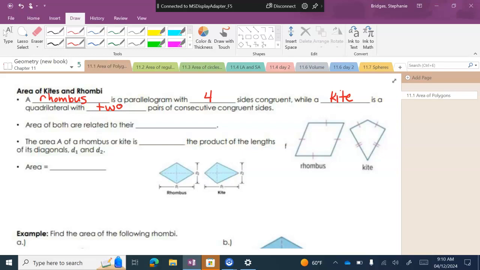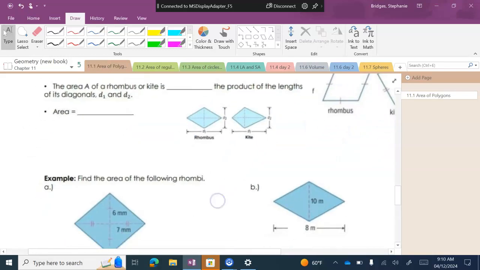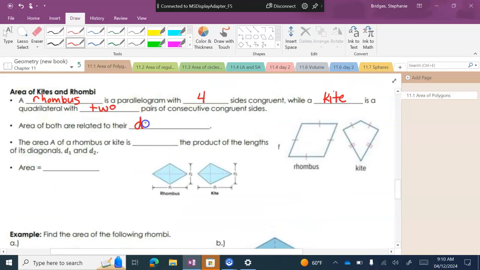And the area of both the kite and the rhombus are related to their diagonals. Okay, so if I'm looking at a rhombus, my diagonals would go from corner to corner. Just like a kite, my diagonals would go from corner to corner. Now, we learned a while back about the diagonals of both a kite and a rhombus. We'll talk about those once we get to it.